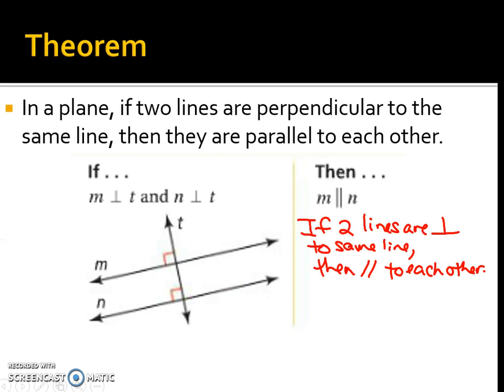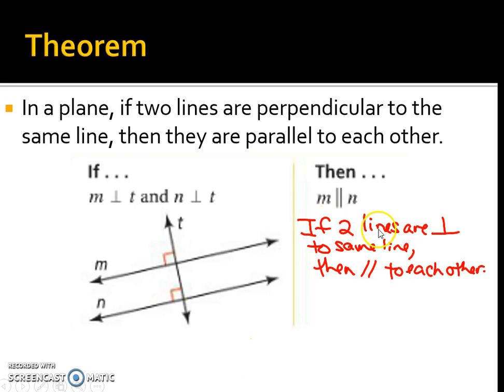We're going to look at a theorem. In a plane, if two lines are perpendicular to the same line, then they are parallel to each other. If line M and T, which is the transversal, is perpendicular, and line N and T is also perpendicular, then line M and N is parallel to each other.